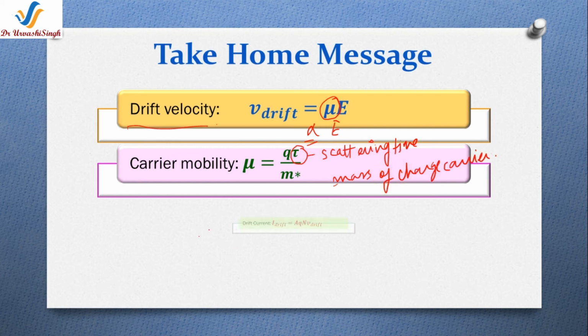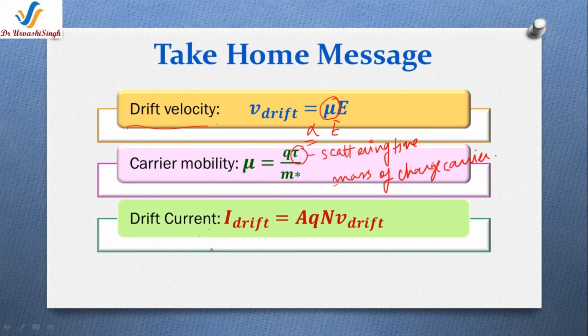The next is the drift current. Drift current is defined as the current which flows under the effect of the electrical field due to the movement of the charge carriers, and it is proportional to the concentration of the carriers n, the drift velocity of the carriers, and the cross-sectional area of the semiconductor bar.